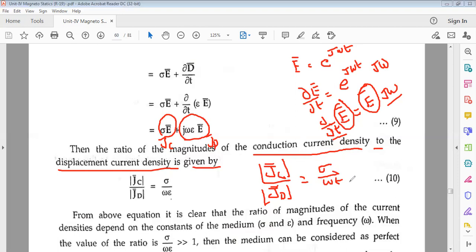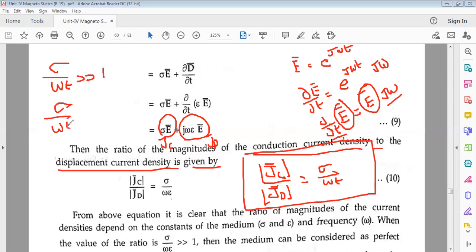It's a very, very important equation, my dear students. In the coming chapters, EM characteristics 1 and EM characteristics 2, the total chapter depends upon this equation only: JC by JD is equal to σ by ωε. And this σ by ωε is either very much greater than 1 or very much less than 1.